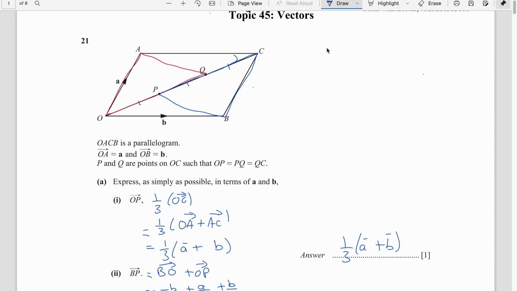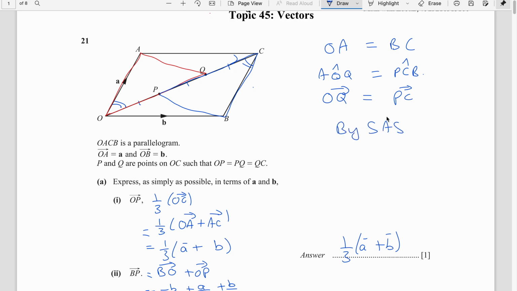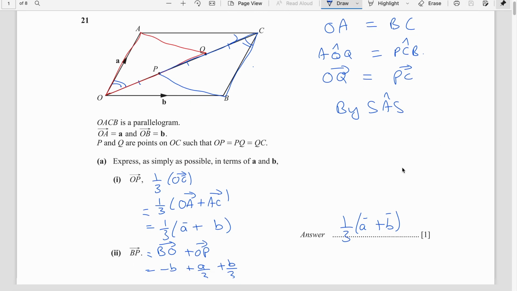So for congruency, I'm saying that OA is equal to BC, as these are the sides of the parallelogram. And next thing, I can say the angle AOQ is equal to PCB. These two angles are equal as they are alternate angles. Then I can say that OQ is equal to PC, the length again. So two sides and an angle. So by side angle side, they are proved congruent.